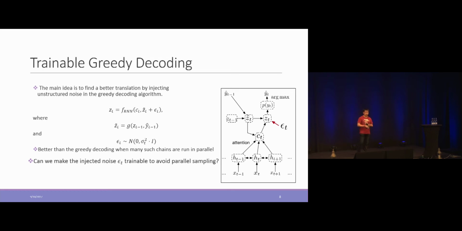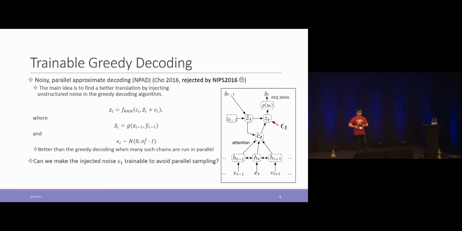But before introducing our method, our model is heavily inspired by one previous work called noisy parallel approximate decoding. The main idea of this one is to find a better translation by injecting unstructured noise in the greedy decoding algorithm. So I think it's the first work that is trying to control the decoding algorithm itself by adding things into it.